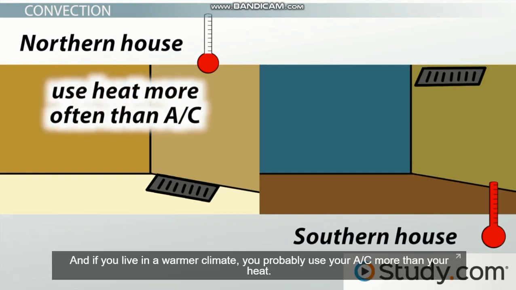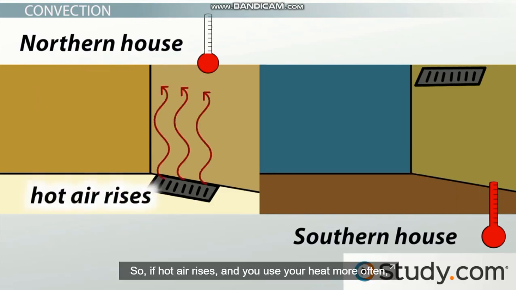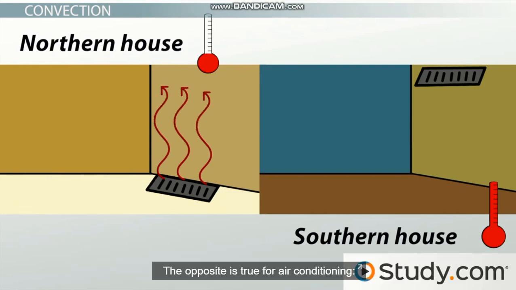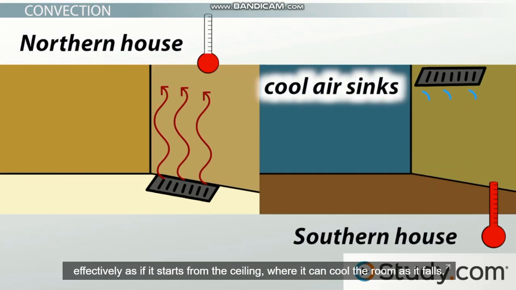And if you live in a warmer climate, you probably use your AC more than your heat. So if hot air rises and you use your heat more often, you'll want your vents on the floor so that hot air travels upward to fill the room as it comes out of the vents. The opposite is true for air conditioning. If cool air sinks, you wouldn't want it to start out on the floor because it wouldn't cool the room as effectively as if it starts from the ceiling, where it can cool the room as it falls.